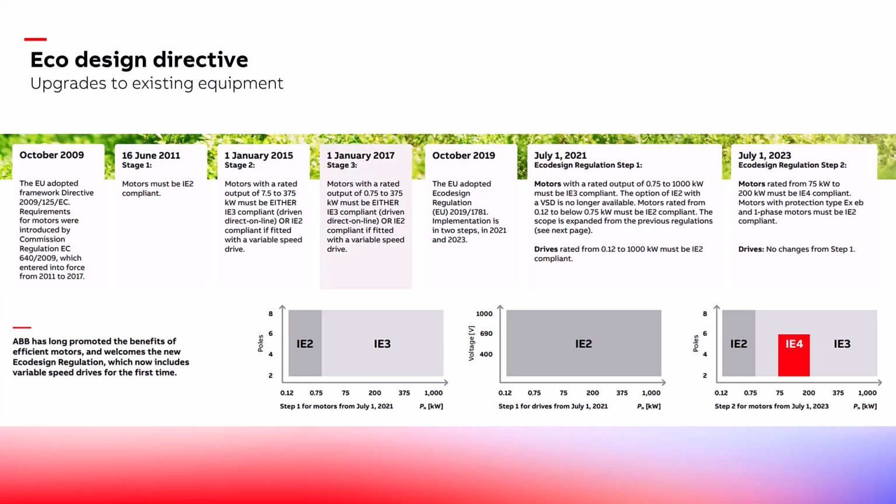So the EcoDesign directive was brought in 2009, and it was to set minimum efficiency standards for equipment to be installed. So we look at June 2011 there, stage 1, motors must be IE2 compliant. Then it moved 1st of January 2015 to stage 2, where motors rated with an output of 7.5 to 375 kilowatt must be either IE3 compliant, direct online, or IE2 compliant if fitted with a variable speed drive.